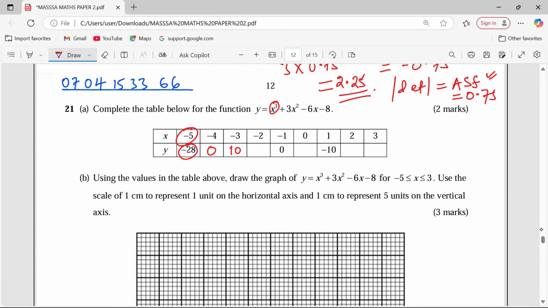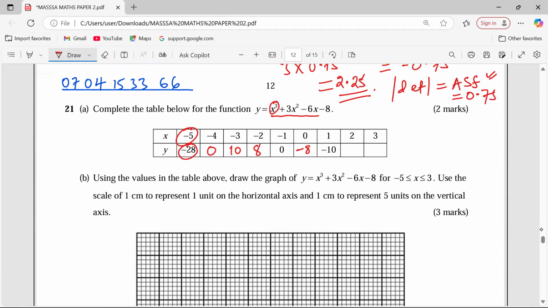The next is negative 2. So you open brackets negative 2 cubed plus 3, you open brackets negative 2 squared minus 6 into negative 2 minus 8. This gives us positive 8. At negative 1, the value is already filled. Then with 0, when we fix 0 everywhere here, we shall get negative 8 at that point.